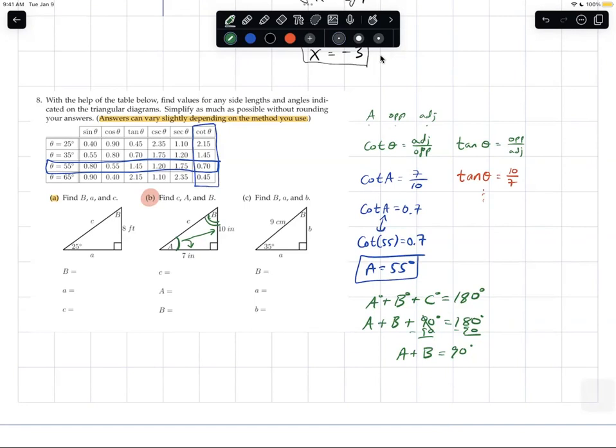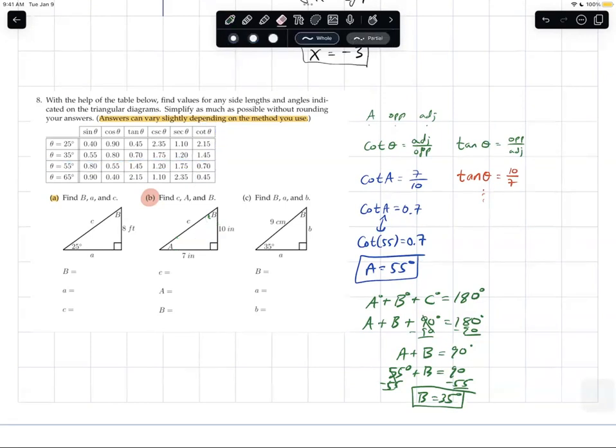Okay. We know A is 55. We figured that out just a moment ago. So we can subtract 55 from 90. That works for us, and I think this is 35 degrees. All right, cool. We found A and B. Now all we have to do is find C, little c, the side length c. Are there any suggestions for how we could find little c?